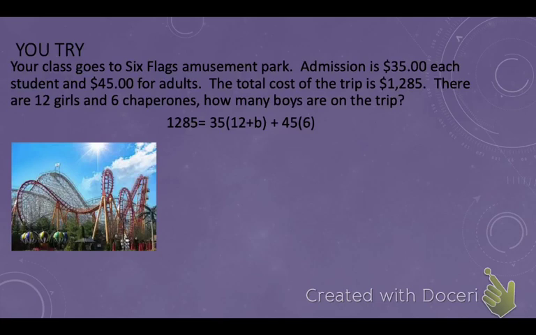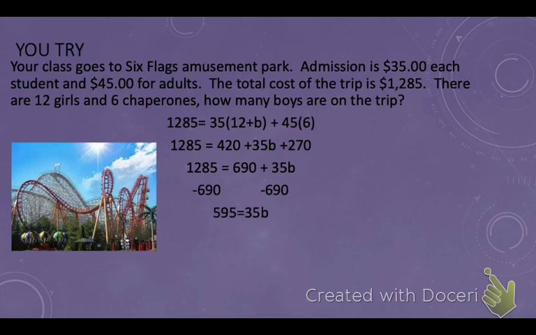So now I want to get rid of my parentheses. So I distributed, got rid of my parentheses. I'm going to probably combine terms to make it a little bit neater. So I added my 420 to my 270. You don't need to, but I'm just showing my work as I go. Now I'm going to subtract 690 from each side. Now I'm going to divide each side by 35. So 17 boys were on the trip.